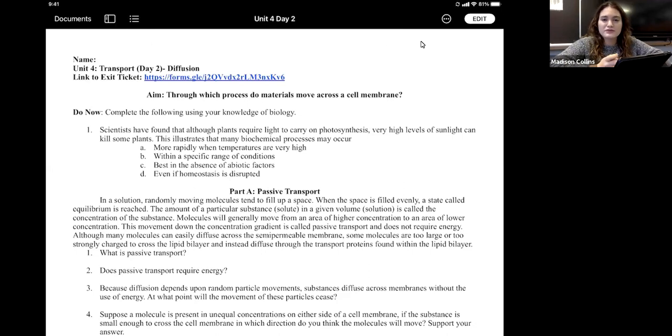So there are a few different types that we're going to learn about. Today, we're going to be focusing on just one. And hopefully by the end of today's lesson, you'll be able to answer that aim. All right, so as always, there is a do now question. Complete the following using your knowledge of biology.